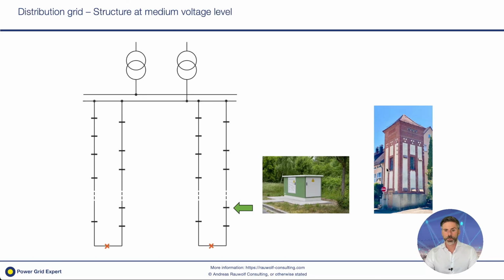Also, in some countries, we do not have these substations at all. We have just the transformer. Typically in overhead networks, the transformer is just mounted at the pole of the overhead line, with some switches and fuses there, without a separate housing.